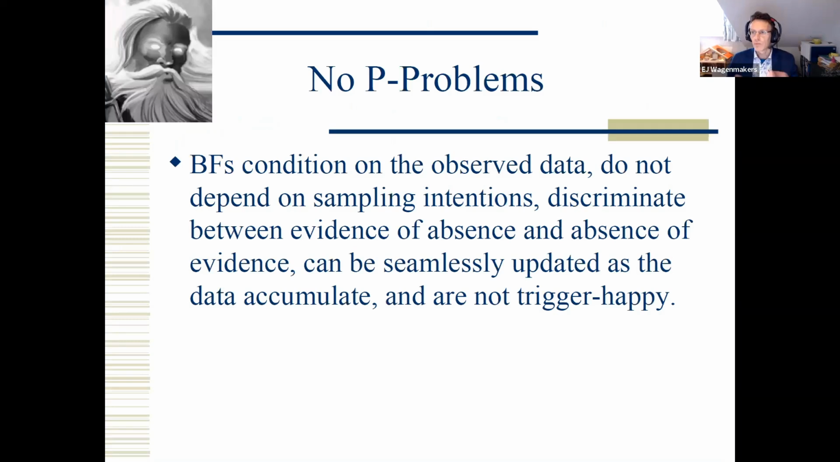It's a prior. So Bayes factors condition on the observed data, right? It is predictive adequacy for the data that were actually observed. They don't depend on sampling intentions. They can differentiate between evidence of absence, when your Bayes factor is large in favor of the null, and absence of evidence, when your Bayes factor is near 1. And they can just be updated as the data accumulate. It's a learning process. No special measures need to be taken, and they're not as trigger happy as p-values.